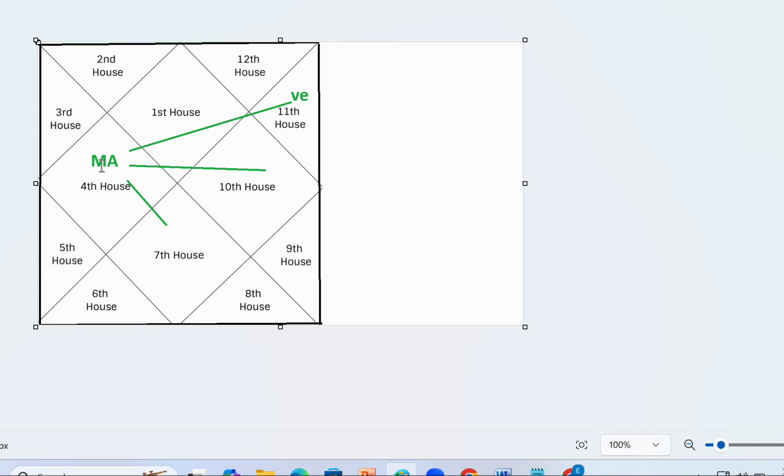Debashishji, are you following me? Okay, because when the house and house lord both are affected, both are afflicted, then during that period, that particular department of your life is completely destroyed.